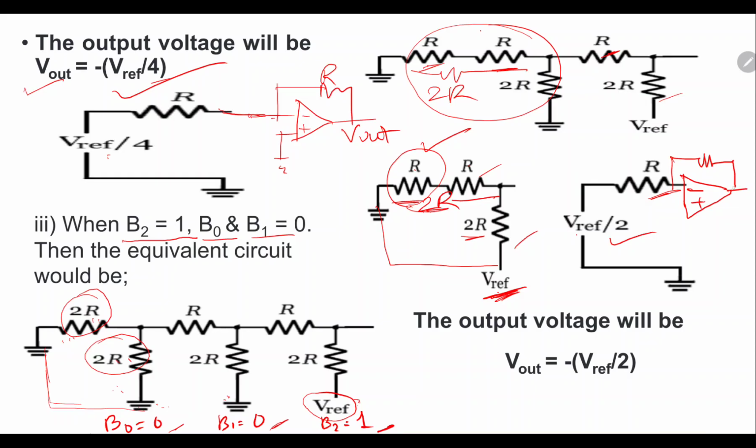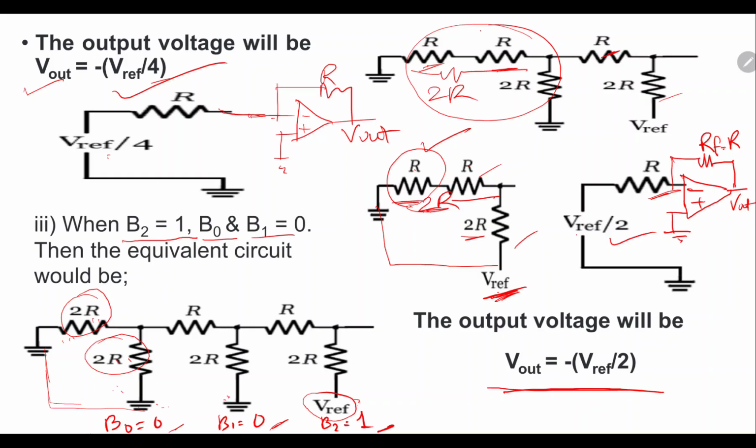Okay. So this is your R, RF actually, so it is given as the value R, and this terminal is grounded. This is an inverting amplifier. Here we will be getting the output. So this V out will be equal to minus V reference by 2. Okay, minus V reference by 2.